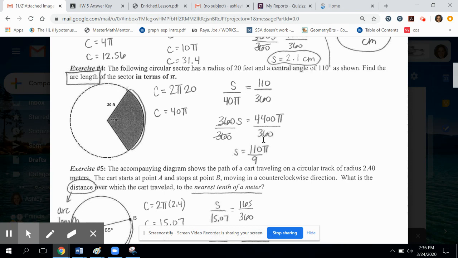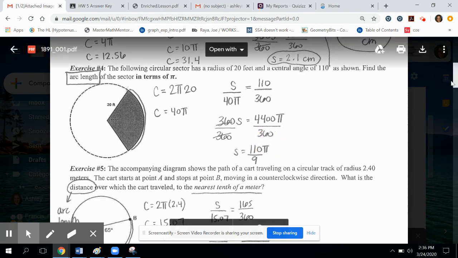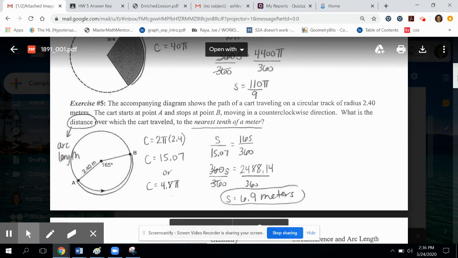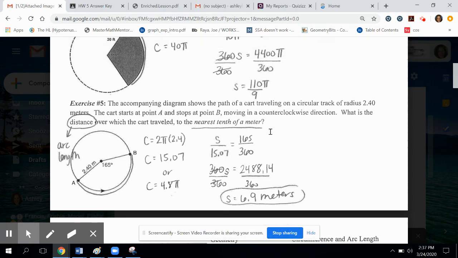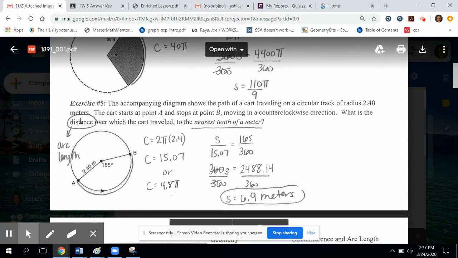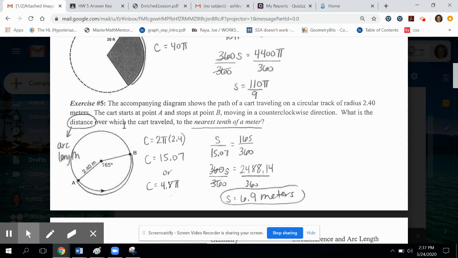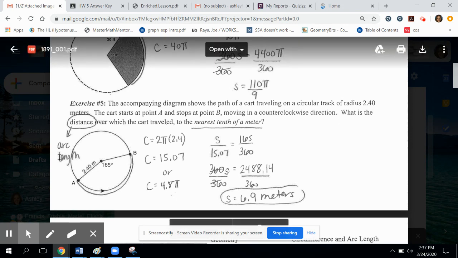The last example I want to present deals with some of the language of what they're asking for. So it talks about a cart. For whatever reason, you have this cart, it's going around this circular path. It starts at A, it goes counterclockwise to B. Okay. Gives you a radius, and it gives you the central angle. It says, what is the distance? So sometimes this confuses students. So distance implies length. So think arc length, not degree measure.